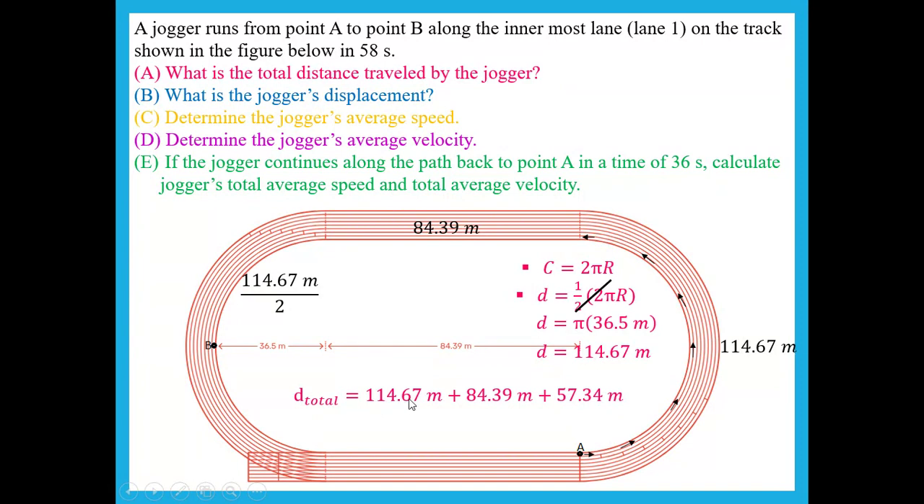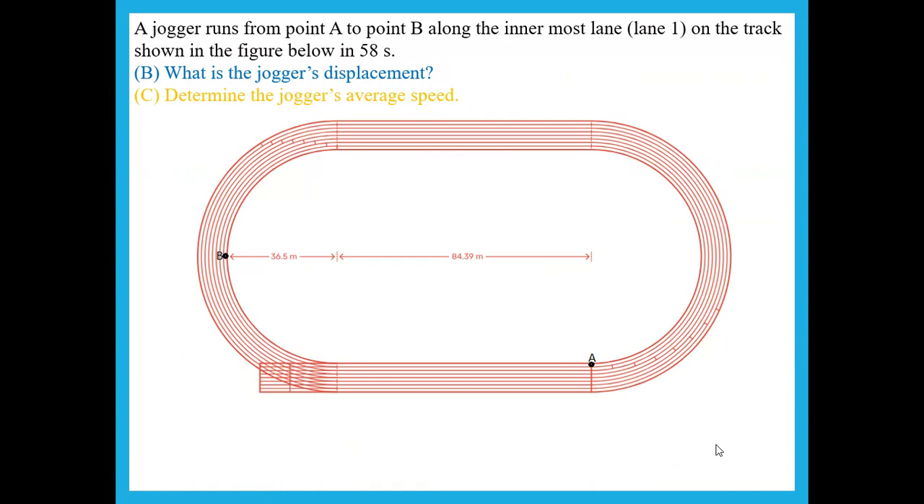So 114.67 plus the straightaway, which is 84.39, plus 57.34 meters. If you take your calculator and simplify this fraction, 114.67 divided by 2 gives you about 57.34. If you sum that up, the total distance in this case would be 256.4 meters. Distance is a scalar quantity, so there's no need to include directions. All right, let's do part B. Part B wants us to find the displacement.